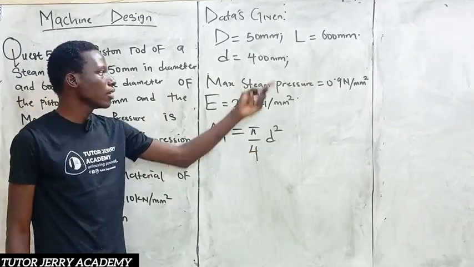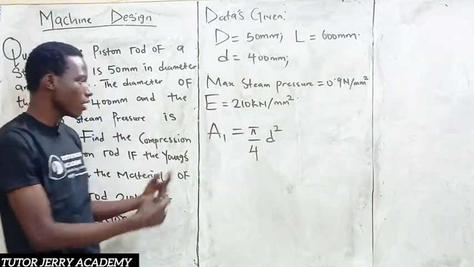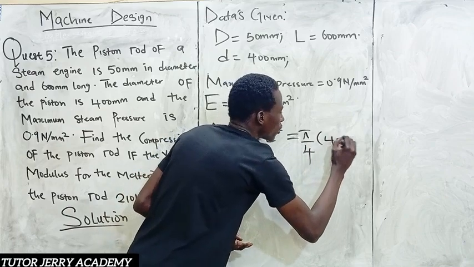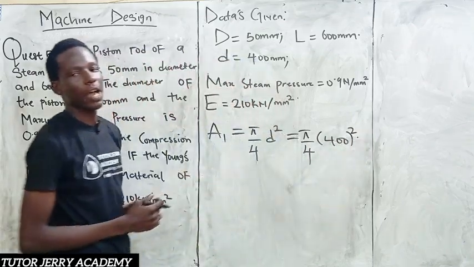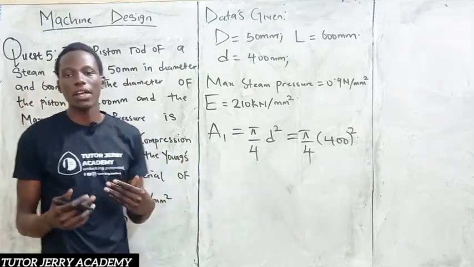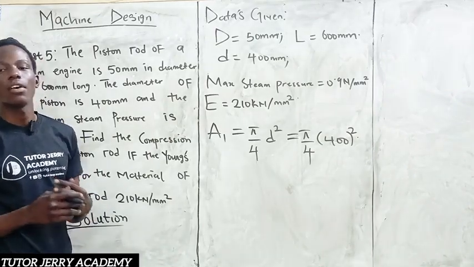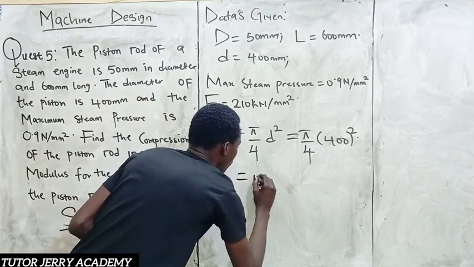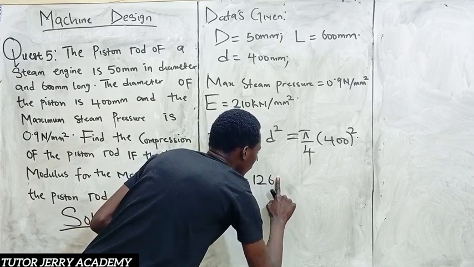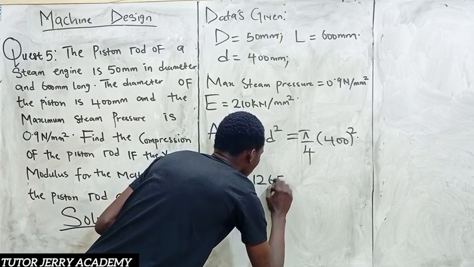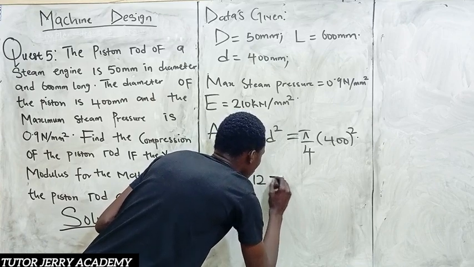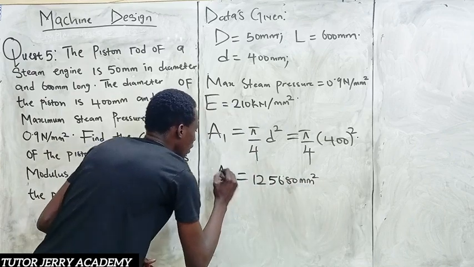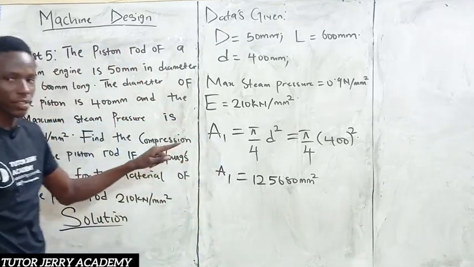Of course, we know that our D is the diameter of the piston, which is 400 mm. So if we substitute, this will be equal to pi by 4 into 400 squared. Press this in your calculator and you have the area to be nothing but what? 1256 millimeter square. So this is the area of the piston itself.